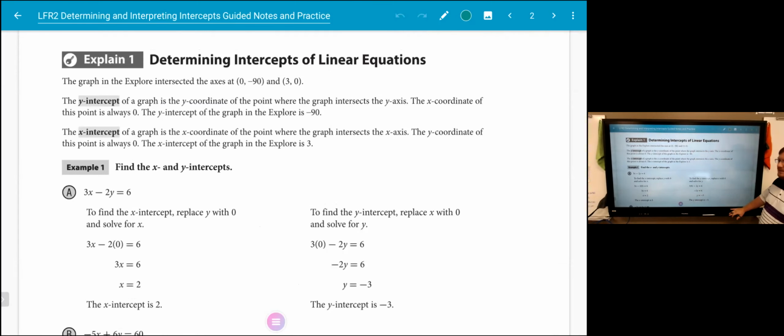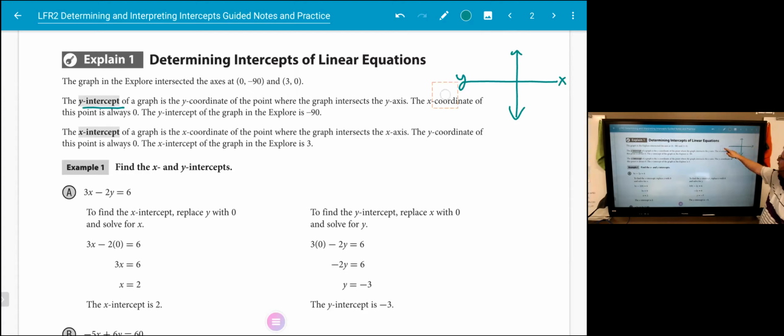So we got these two things, what we just talked about also. It says the graph in the Explorer intersected the axes at 0, negative 90, and 3, 0. The y-intercept, notice how that's got that shaded part. We're going to make sure we know this one. The y-intercept of a graph is the y-coordinate of the point where the graph intersects the y-axis. Right, we got our x, we got our y. Our y-intercept is where it intersects.